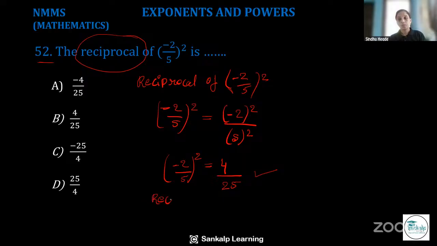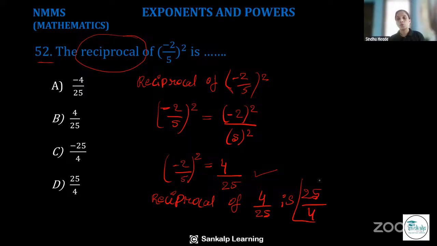So reciprocal means reverse. Numerator goes to denominator, denominator comes to numerator. Reciprocal of 4 by 25 is 25 by 4. This is our answer. So here the correct option is option D, 25 by 4.